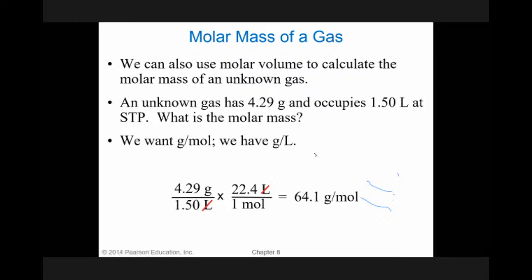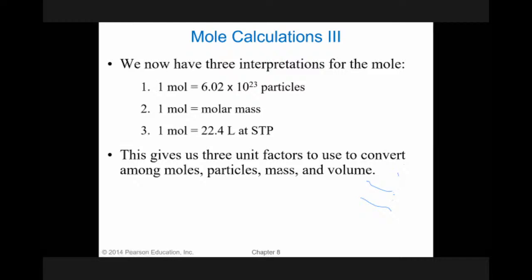All right. So we now have 3 interpretations for mole. Take a look at them and make a note of them. The first interpretation is 1 mole is equal to 6.02 times 10 to the 23rd particles. You can form a unit factor with that: 1 mole over 6.02 times 10 to the 23rd particles, or 6.02 times 10 to the 23rd particles over 1 mole. You generate 2 unit factors, and then, based on what's given to you, you decide which unit factor to use. So always develop 2 unit factors, either or, and then you look at what we have.